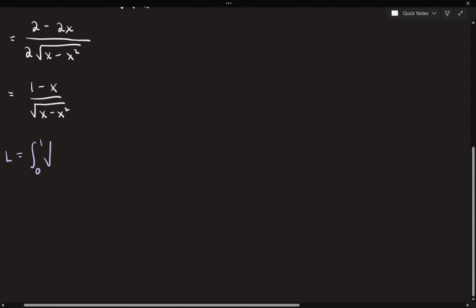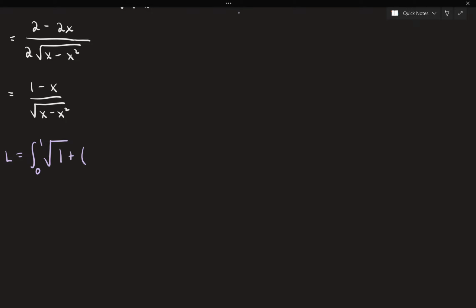And then it's the square root. I'm not going to finish the square root because I don't know how long it is. 1 plus that derivative, all squared. Now I just got to do algebra, algebra, algebra until it's something I think I know how to do. Integral 0 to 1, square root, I'll distribute that squared, 1 minus x all squared, x minus x squared because the square and square root cancel, dx.